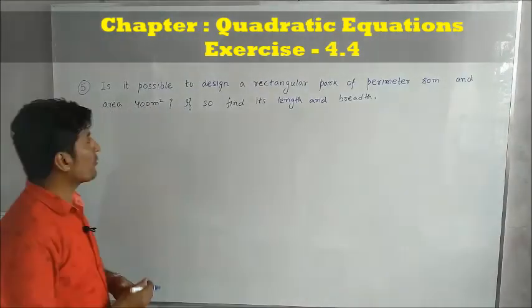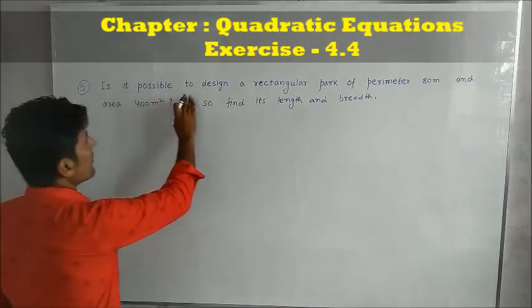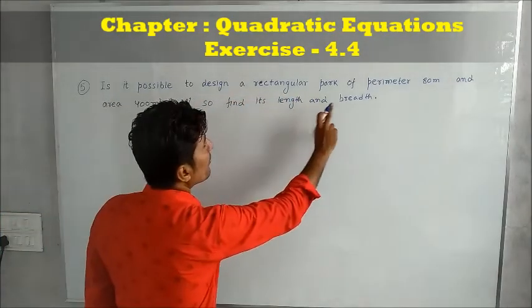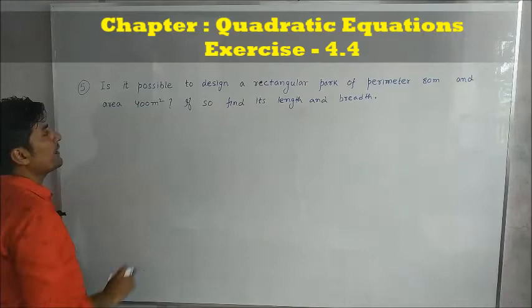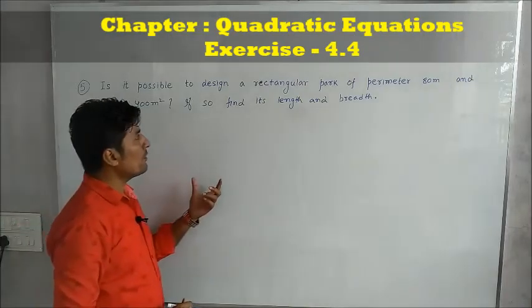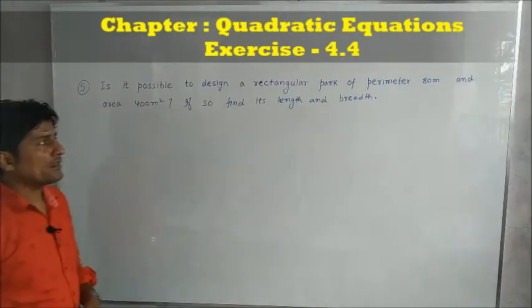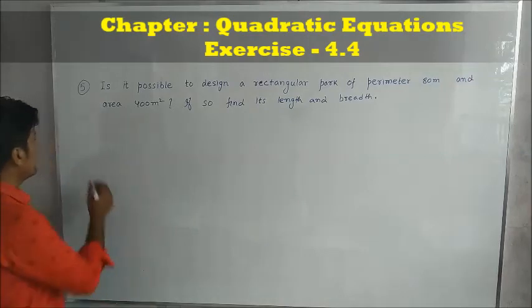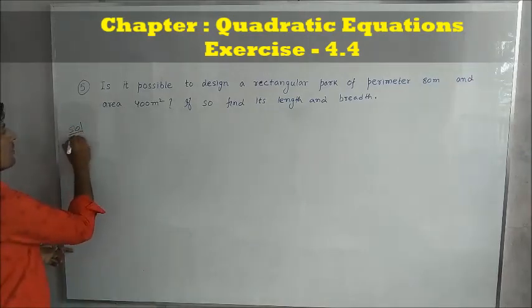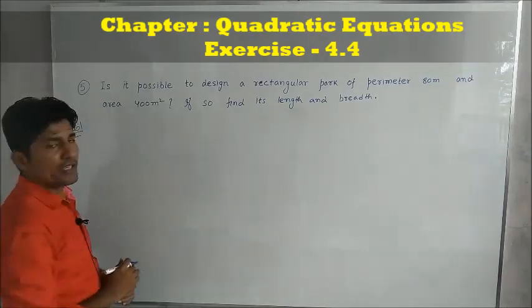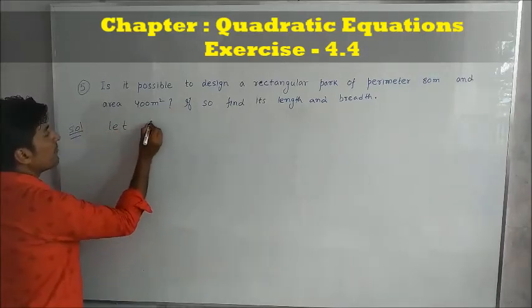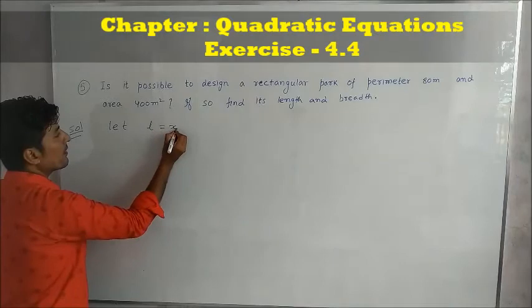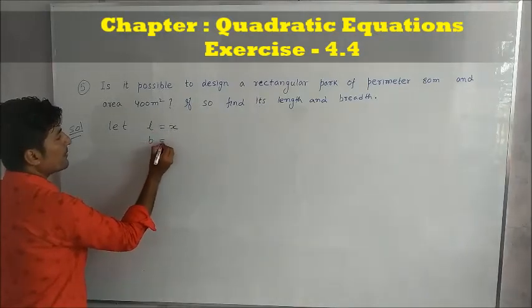Now let us see the fifth question. Is it possible to design a rectangular park of perimeter 80 meters and area 400 meters square? If so, find its length and breadth. So let us see the solution of this question. First of all, we have to assume the length of the park be x while the breadth of the park be y.